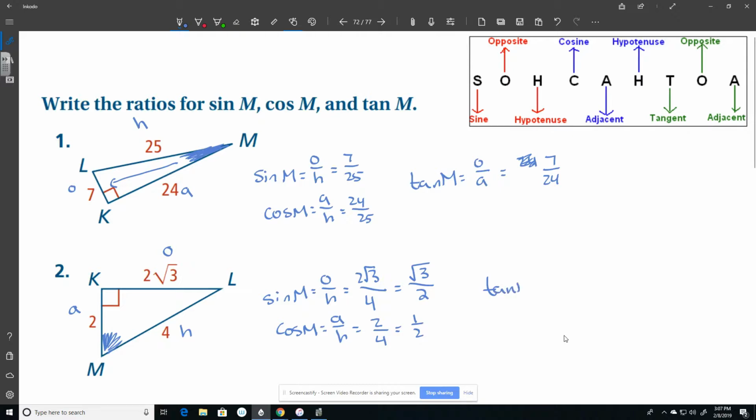And then we have tangent of m, which is opposite over adjacent. My opposite, again, is 2 root 3. That's my opposite side. And my adjacent side is this one right here, 2 root 3 over 2. If I get rid of the 2's, I'm left with root 3 is my tangent.